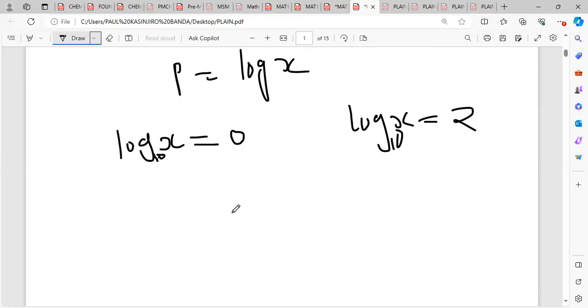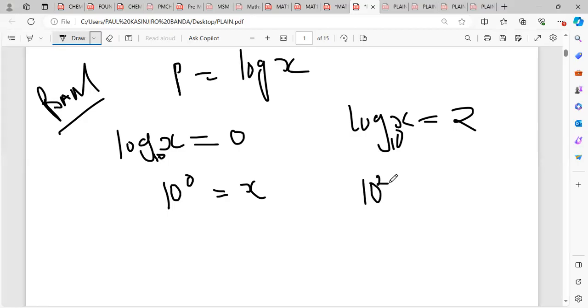I change these logarithmic functions to exponential functions. And what do I use to convert that? We always use this mnemonic known as BAM: base to the power answer is equal to what is in the middle. So the 10 is the base, the answer is the 0, and what is in the middle is the x. Base to the power answer is equal to what is in the middle. Then even there we do the same.